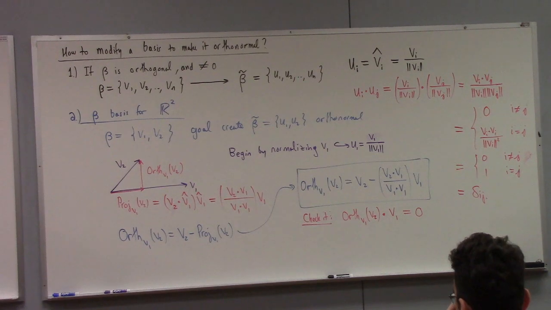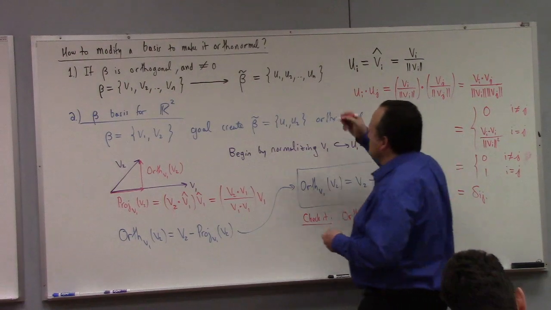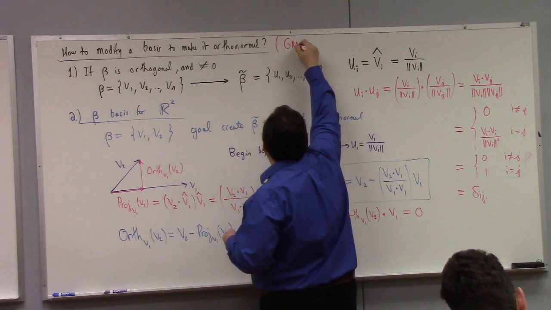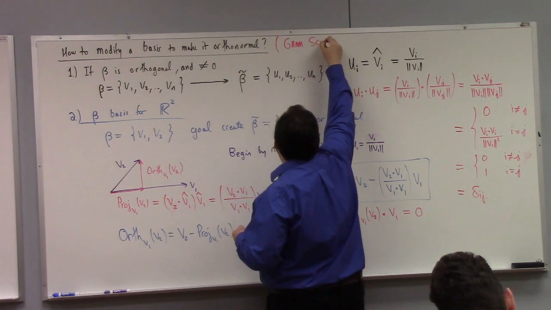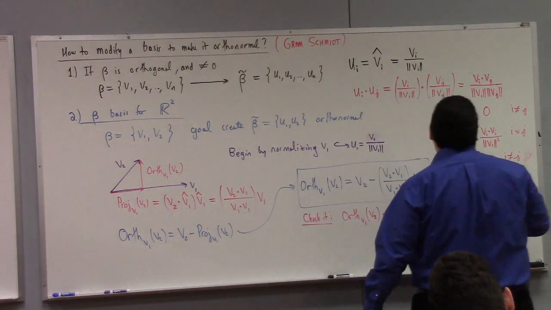Unfortunately, it's not length 1, right? So oftentimes I think of Gram-Schmidt, this process of how to modify a basis to make it orthonormal. That is the Gram-Schmidt algorithm. The answer to this question is the Gram-Schmidt algorithm. Sometimes it's helpful to take a sort of twofold approach.